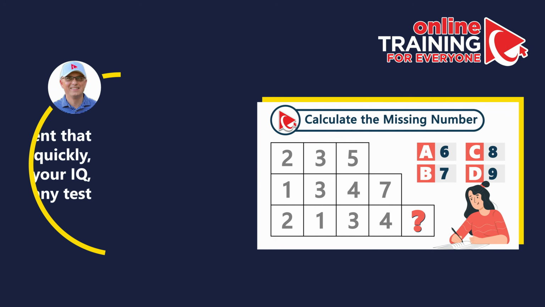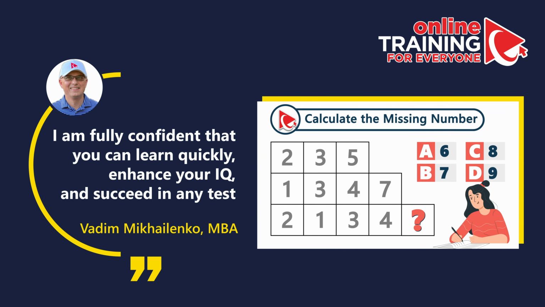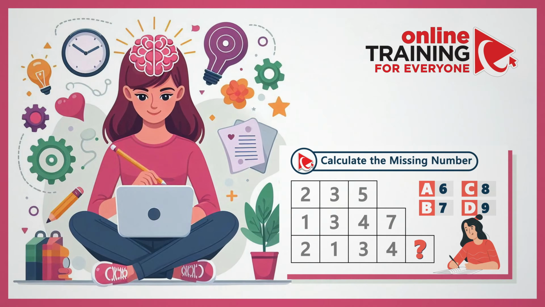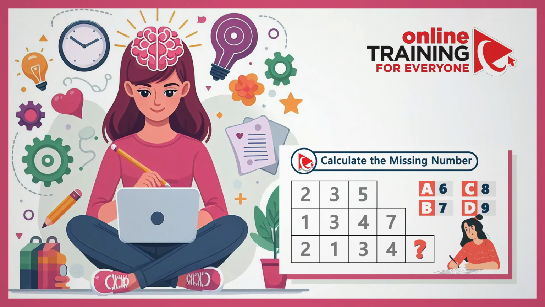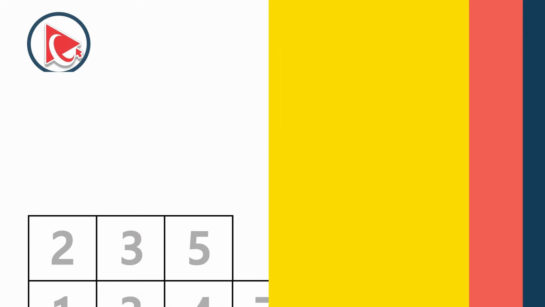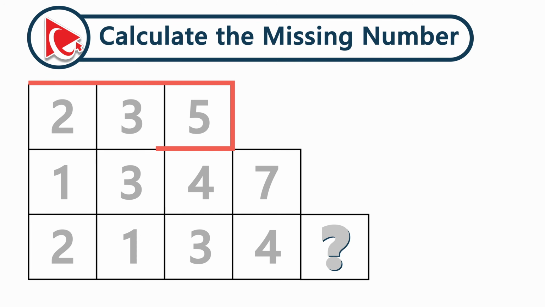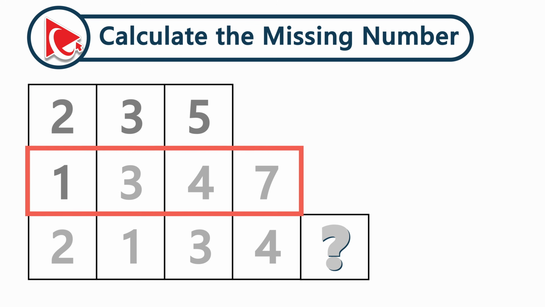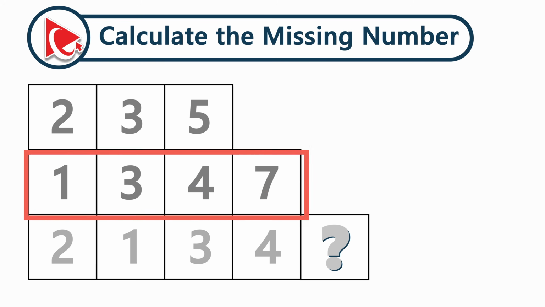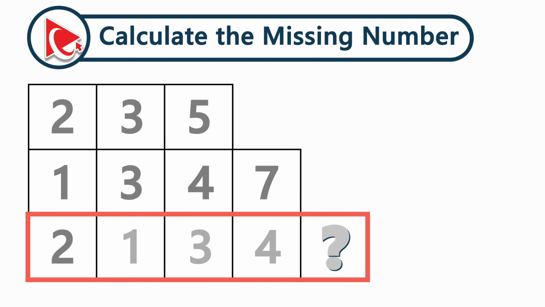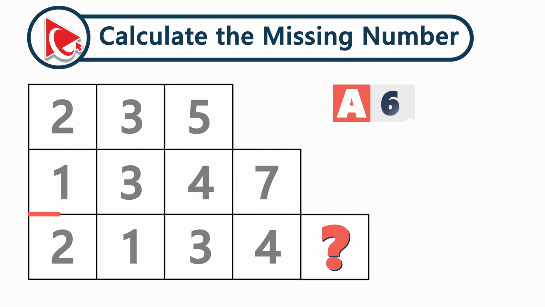Guess what? Practicing often can unlock smarter thinking and sharper skills. Take this question as an opportunity to strengthen your cognitive superpowers. You're presented with a cool-looking shape. First row in the shape has numbers 2, 3, and 5. Second row has numbers 1, 3, 4, and 7. And then the third row has numbers 2, 1, 3, 4, and then comes the missing number, which you need to calculate and select your answer out of 4 possible choices. Choice A, 6. Choice B, 7. Choice C, 8. And choice D, 9.